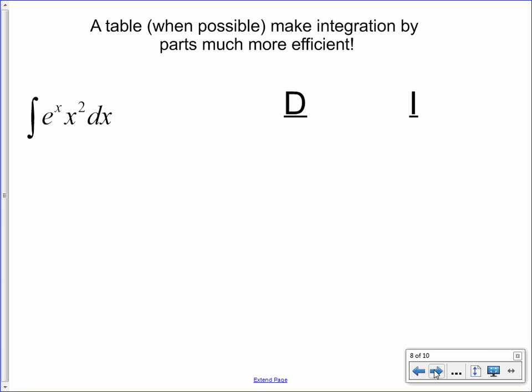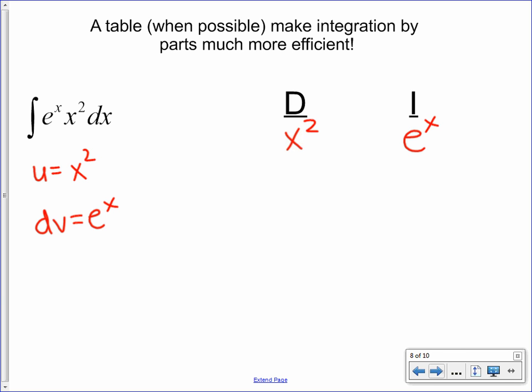Okay? So what did we identify as our u? Because that was a nice one to take the derivative of. And dv was e to the x, and we integrated that to get our v, correct? So what we can do is put these into columns. What does that D stand for? Derivative, I'm going to take the derivative. And what does the I stand for? Integral, I'm going to take the integral.